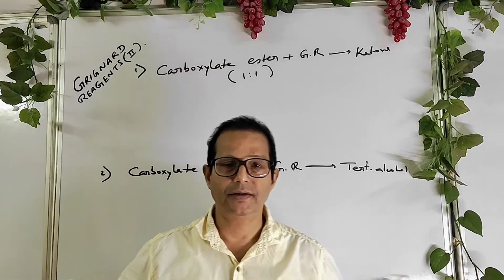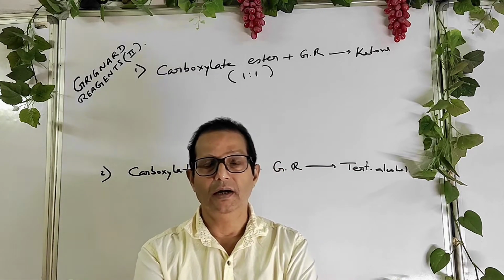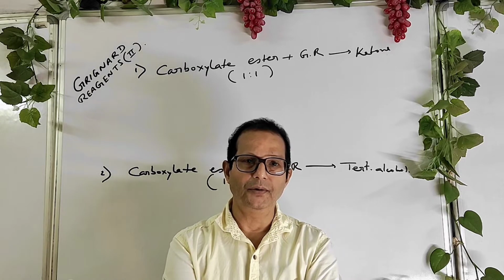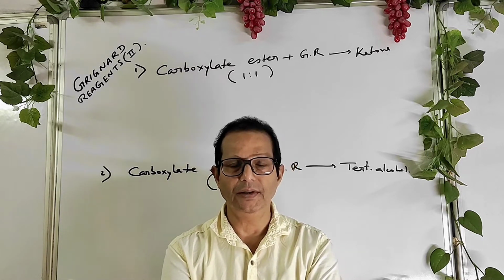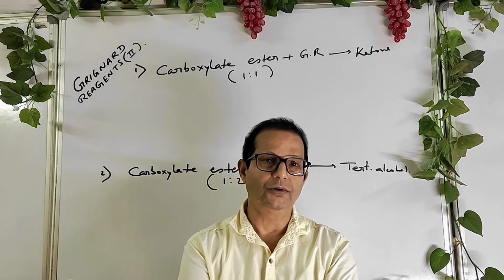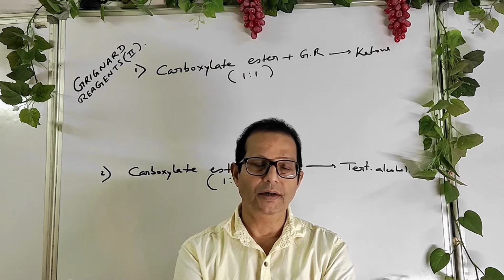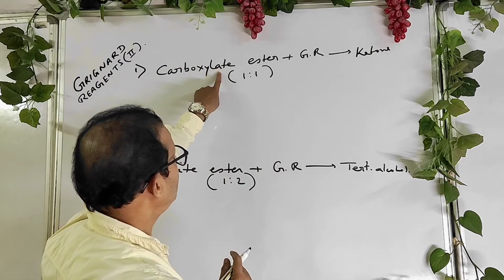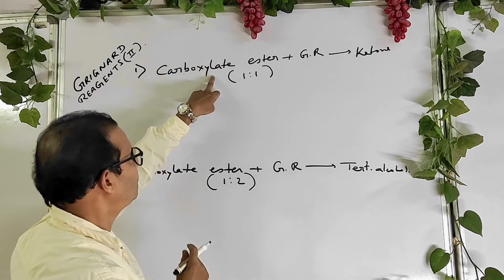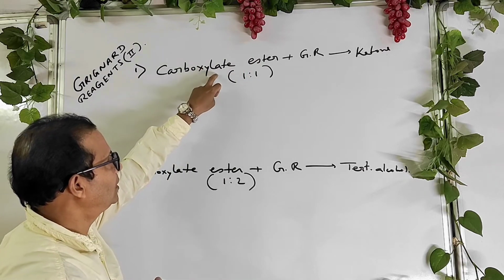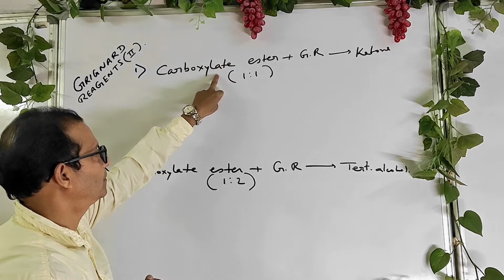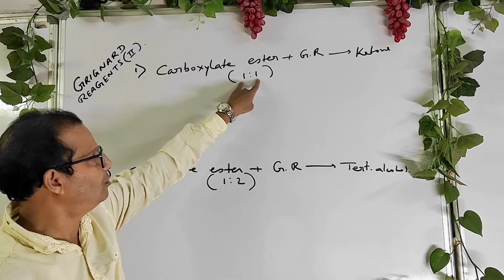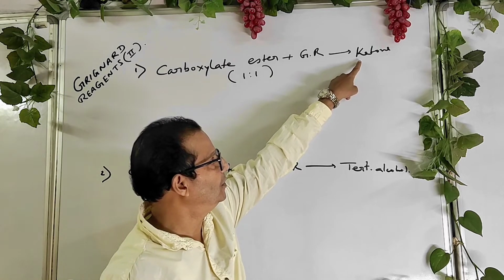Hello dear students, please start the second part of Grignard reagent. And as I have told you in my previous video, one or two questions are common from Grignard reagent. So see the reaction, that's very important. Any ester of carboxylic acid other than formic acid, when it reacts with Grignard reagent in 1:1 ratio, we get ketone.